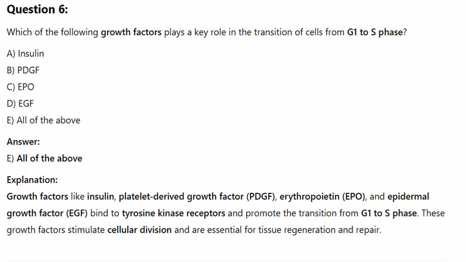Explanation. Growth factors like insulin, platelet-derived growth factor, PDGF, erythropoietin, EPO, and epidermal growth factor, EGF, bind to tyrosine kinase receptors and promote the transition from G1 to S phase. These growth factors stimulate cellular division and are essential for tissue regeneration and repair.